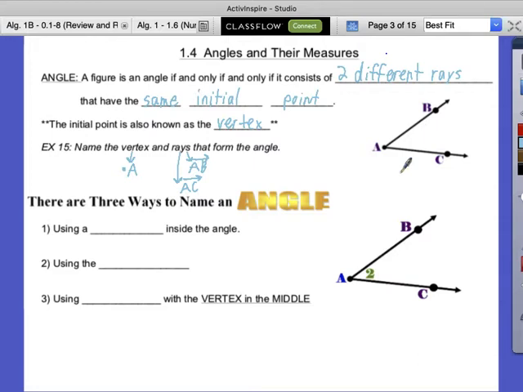Alright. There are three ways to name an angle, okay? So we have names for all these things, like we have names for segments. We have three ways to name an angle. You can use a number that's inside the angle. So we can call this one angle 2 because there's a 2 inside of there. Now, if you don't want to write out the word angle, you can also use a symbol for angle that looks like that. The bottom of it is horizontal, the top of it is at an angle. It's like a mini angle, and you write angle 2.